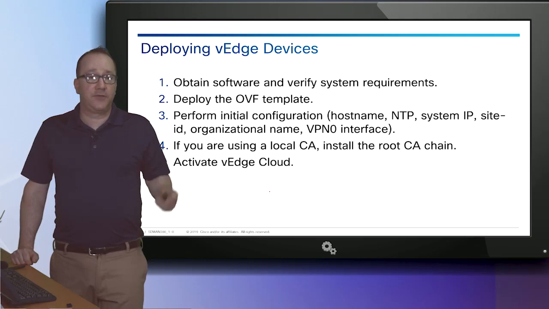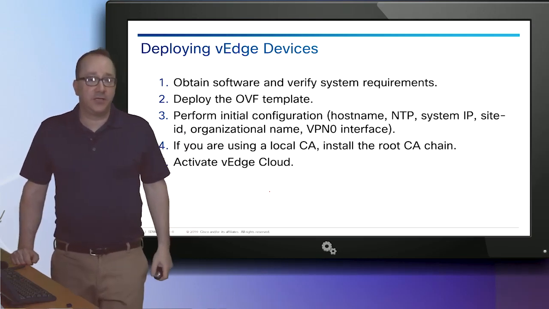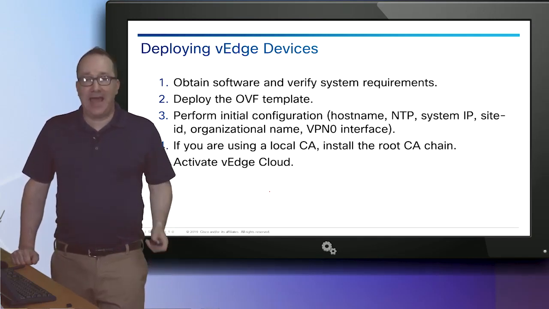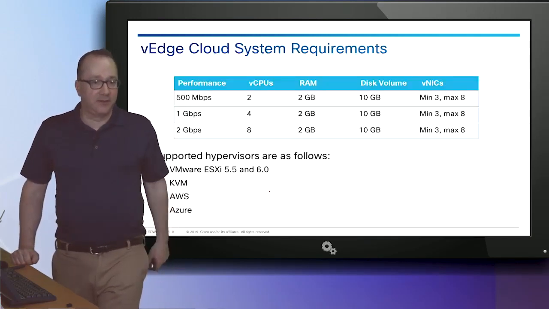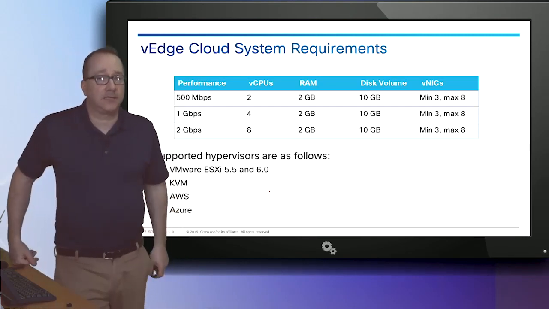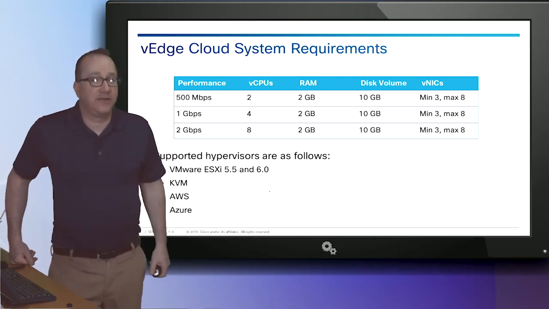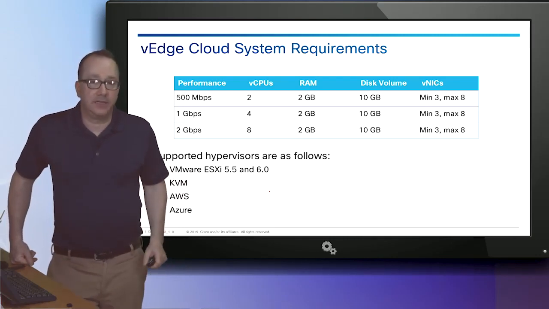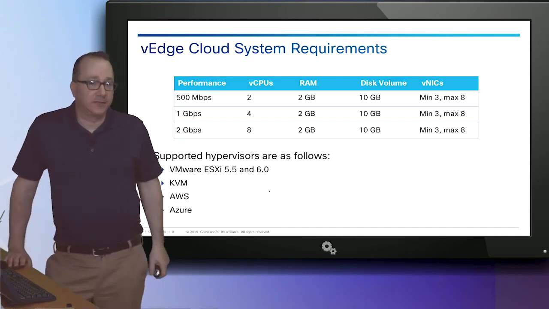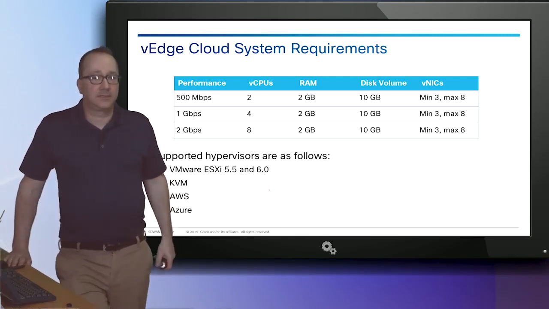And this is very similar to the other devices. We deploy an OVF template, we perform initial configuration. If we're using a local CA, we install that root, and then we activate it. This is for vEdge Cloud here. And here are the size requirements depending on your performance, okay? The faster throughput you need, the more virtual CPUs you'll need as well, okay? And we're going to need a minimum of 3 vNICs for these. These are supported on VMware, AWS, Azure, etc.